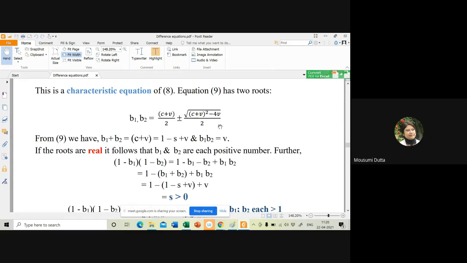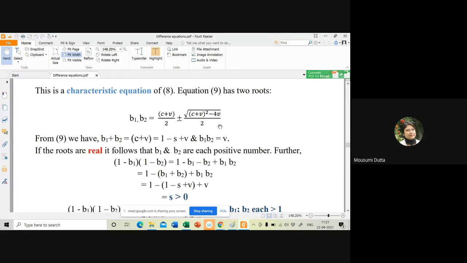Now from equation number 9, apart from values of the two roots, we get b1 plus b2. What is the value for b1 plus b2? Standard formula? Minus b by a. So here the value will be c plus v. And as I'll bring MPS into the analysis, I'm replacing small c by 1 minus small s, where small s is MPS, marginal propensity to save. So b1 plus b2 is also 1 minus s plus v.